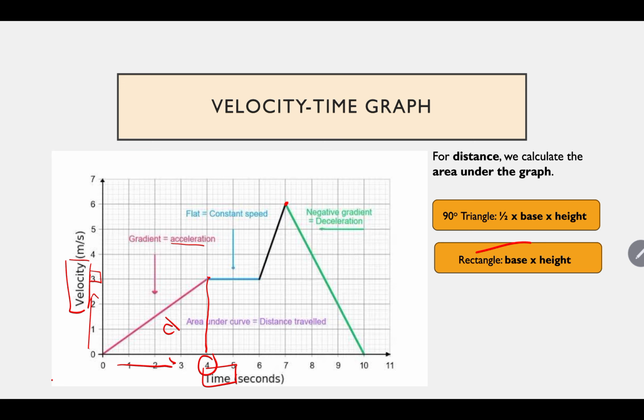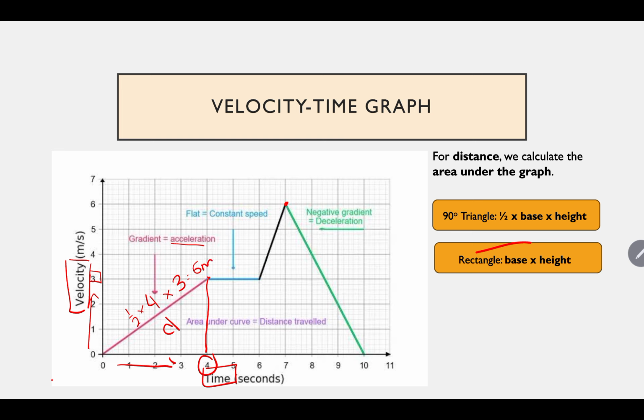So if I have a 90 degrees triangle or a right angle triangle, I'll use half times base times height to get my distance. In the red triangle that we just highlighted now, half times base, my base is 4, times height, my height is 3. So my distance in this triangle will be half times 4 times 3, which is 6 meters.